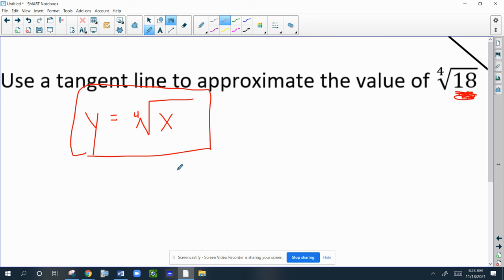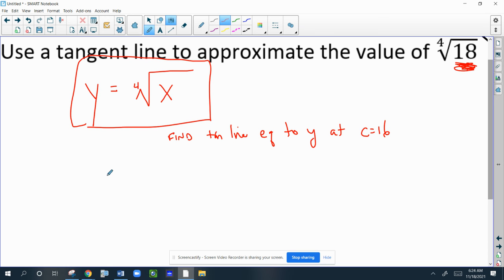So to do this, we're going to find the equation of the tangent line at c equals 16. We've been doing this very often. That's y minus f of 16 equals f prime of 16 times x minus 16. f of 16 is easy, and that's the point. That's why we chose 16. We chose 16 because we know a lot about the function at 16. The fourth root of 16 is 2.